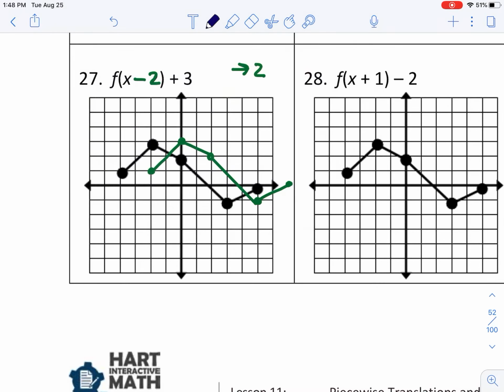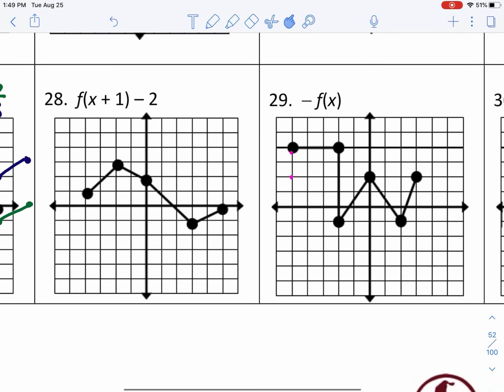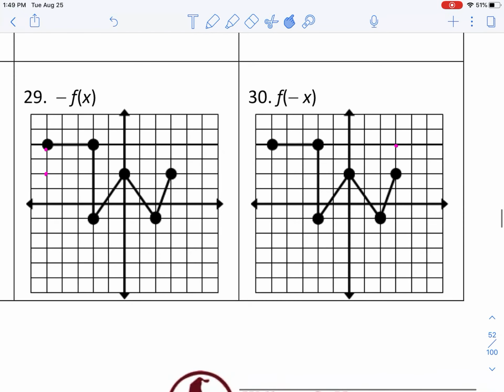Then I'm going to move my already shifted graph up 3. 1, 2, 3. So you can do something like 28. I'm going to do 29 and 30 for you.